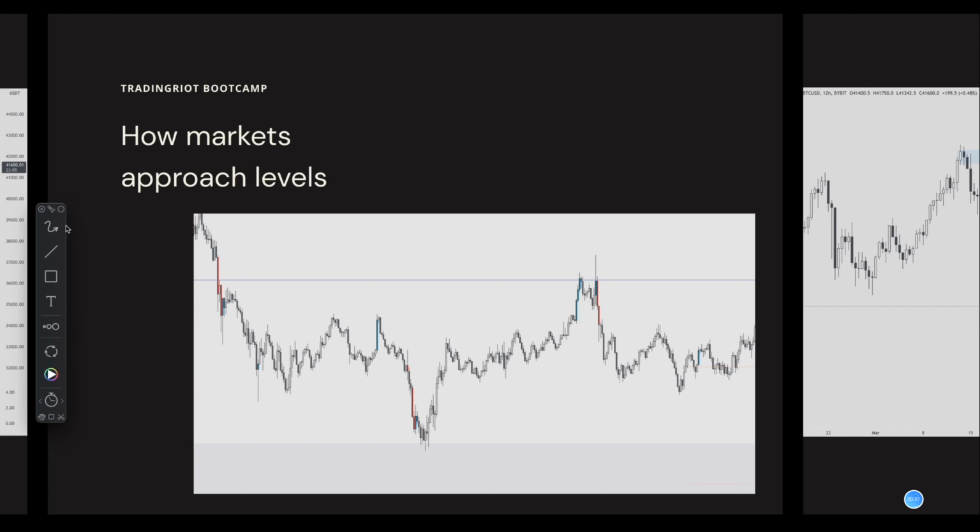So the first one is this inefficient move, basically we have a level of resistance, and markets will do something like this, a sharp move to the level. Compared to that, you have this sort of a slow grind towards the levels. So which one do you think is better? It's going to be this one.